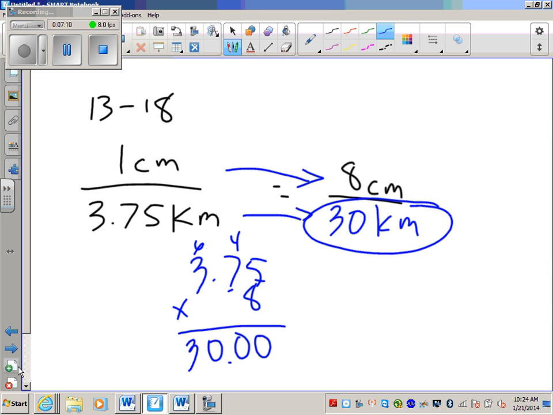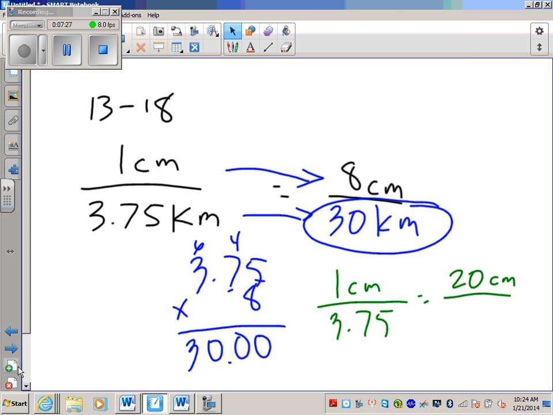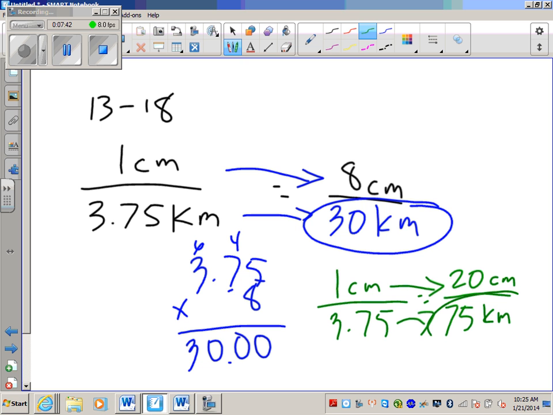Okay. Do number 14. That's 20 centimeters. One times 20, 3.75 times 20 is what? 75? 75 kilometers would be your answer.